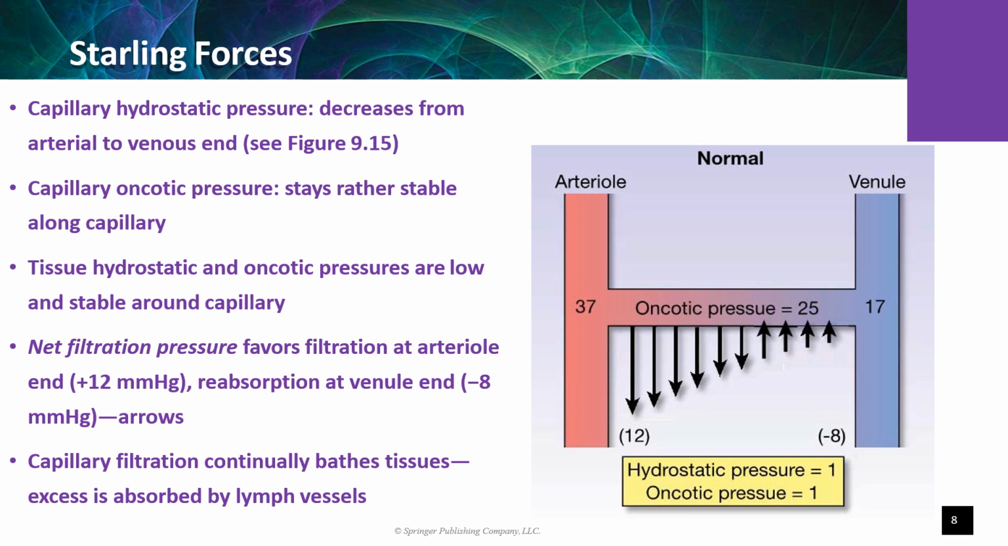The yellow rectangle represents the pressure that is in the interstitium, and the numbers in parentheses indicate the effective filtration pressures at the arteriolar and the venular end of the capillary. The value of capillary colloid osmotic or oncotic pressure is displayed within the capillary.